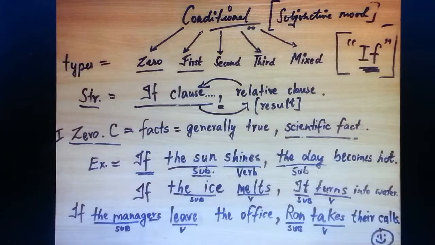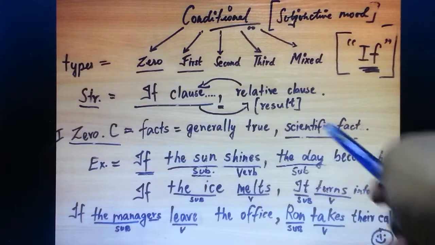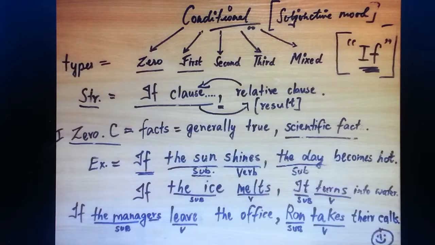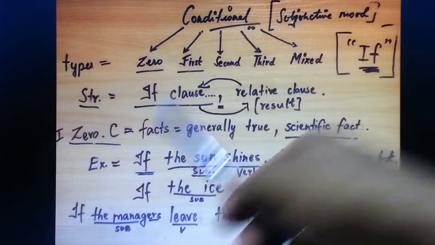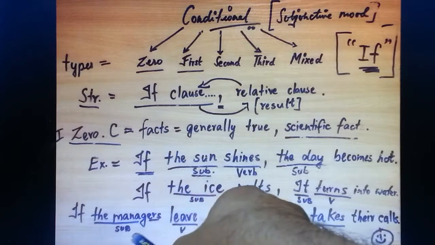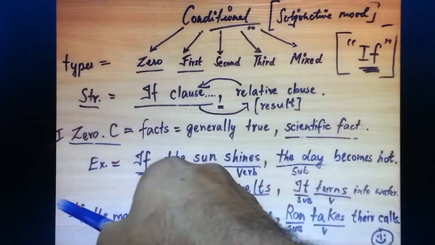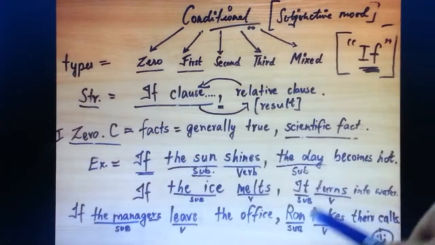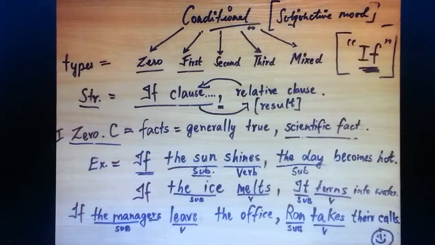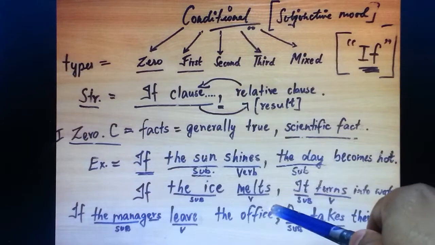Okay. Let's go to the third sentence. Let's go down to earth. Let's talk about human beings. Yeah, we have been talking all about scientific things and things that are generally true. Let's talk about human beings. So, look at the sentence. If the managers leave the office, Ron takes their calls. So look at the sentence. We have the if clause and we have the relative clause. We have if, the most important component, and the second most important component, the comma.